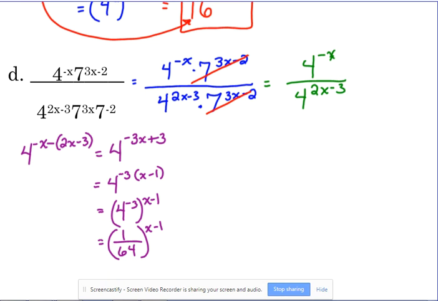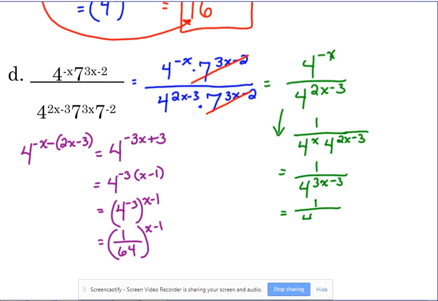Okay, or if we went with Haley's way, fix the negative exponent. Now you have to be careful with that because your numerator just can't disappear. You got to put a 1 there to hold its place. Then we could add our exponents and we can factor out the 3. And then we've got 1 over 64 to the x minus 1.